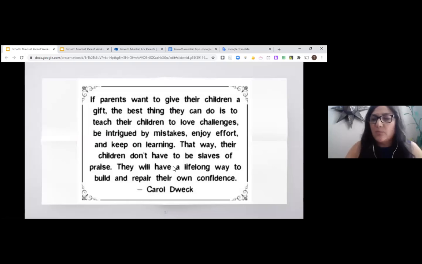And I leave you with this last quote by Carol Dweck. Carol Dweck is a lead researcher in growth mindset, and all of these concepts are pretty much coming from her. It says, if parents want to give their children a gift, the best thing they can do is to teach their children to love challenges, be intrigued by mistakes, enjoy effort, and keep on learning. That way, their children don't have to be slaves of praise. They will have a lifelong way to build and repair their own confidence.